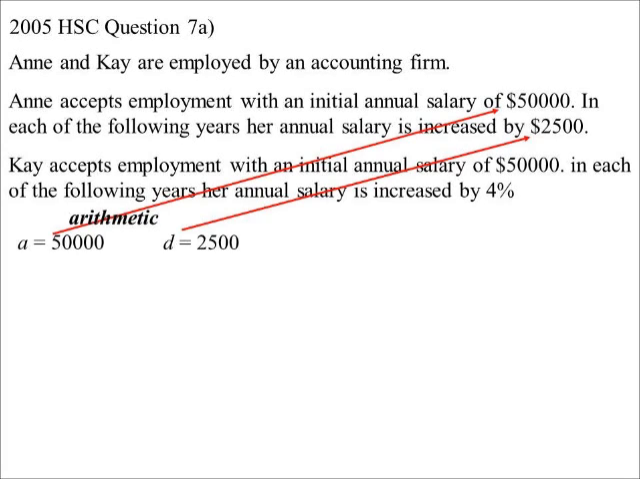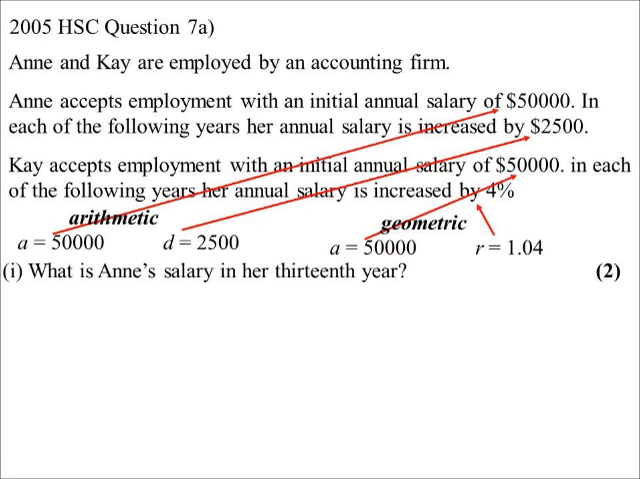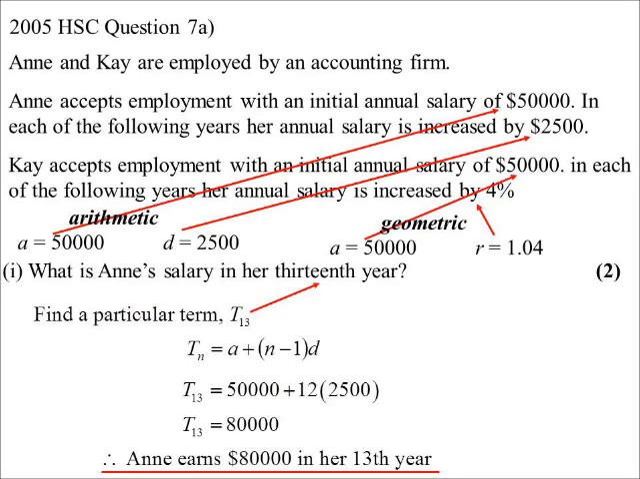So, arithmetic is Anne. Oh, A, Anne, A. d is 2.5, whereas K is geometric. Oh, K, oh, it doesn't work, does it? Oh, well. a is also 50,000, but our ratio this time is 1.04 because we're increasing by 4% each time. So the first question is, for 2 marks, what is Anne's salary in her 13th year? So we'll have to come up with our formula for term 13. Term n is a plus n minus 1 d. So subbing in a and n minus 1 will be 12d. Her salary is $80,000.